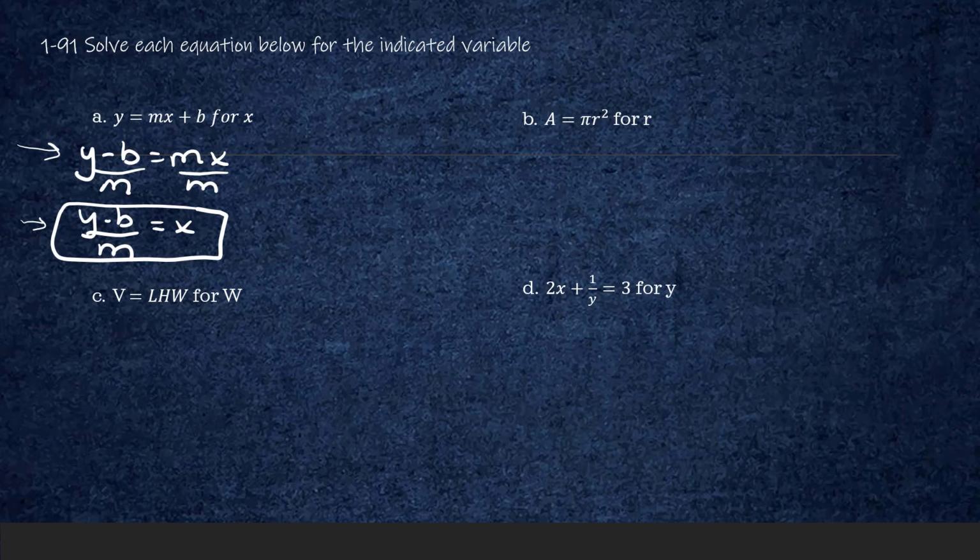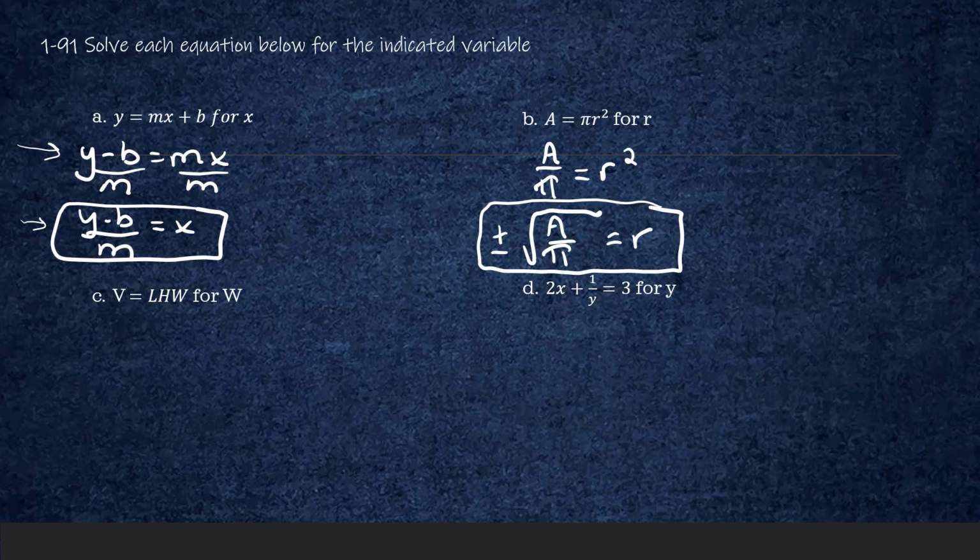Then part B asks you to solve the area equation for a circle for the radius. So A equals pi r squared for r. You'll see that what I did first was divide by pi, then take the square root of A over pi. And you'll see that's also a plus or a minus, okay? Now, the reason it's okay to say plus or minus on this is because it's squared, but technically your radius is never negative.